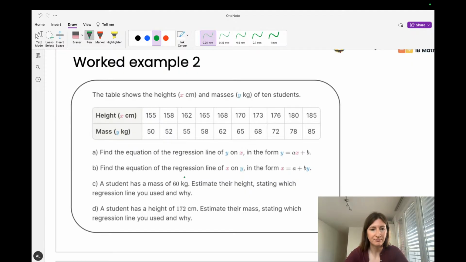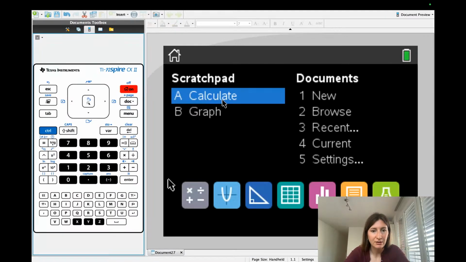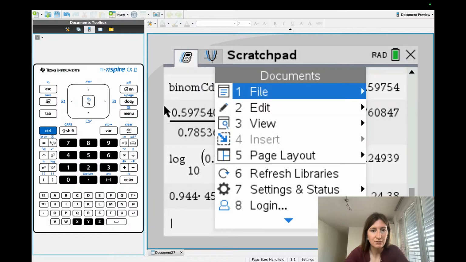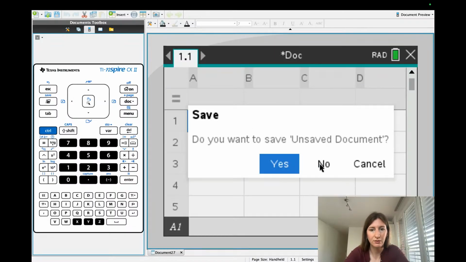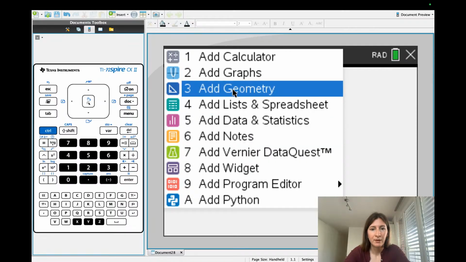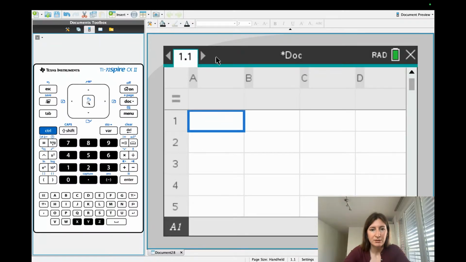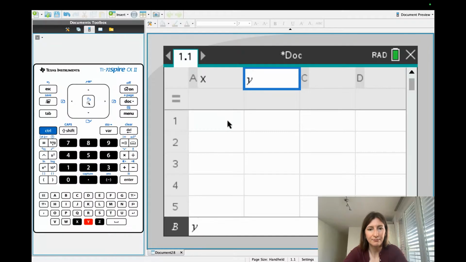It's good to practice. The more fluent you are with your calculator, the better time you're going to have in your exam. And that comes down to just even typing points in. So let's go calculate. We want new document. Nope. Lists and spreadsheets. All right, so let's again remember label X, label Y. Very important.